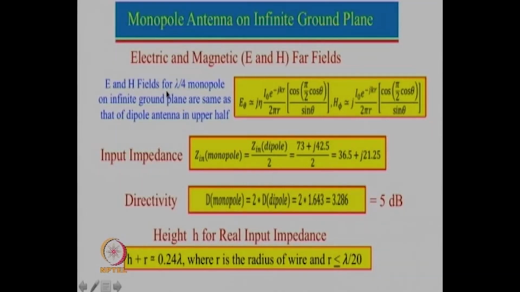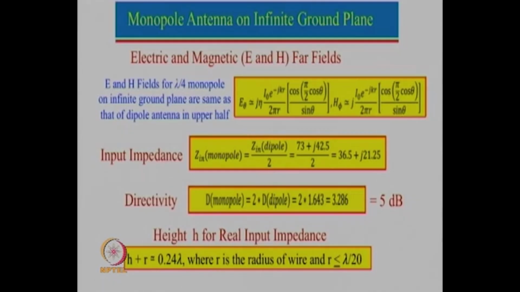So the E and H fields for a lambda by 4 monopole on an infinite ground plane are exactly the same as for the dipole antenna, but only in the upper half, because in the lower half there is an infinite ground plane, so there will be no radiation. So the E field and H field equations which were valid for the dipole antenna are exactly valid for the lambda by 4 monopole antenna also. But now that the total length is reduced by half and there is a symmetry with respect to the ground plane, the input impedance of a monopole antenna is half of the dipole antenna.